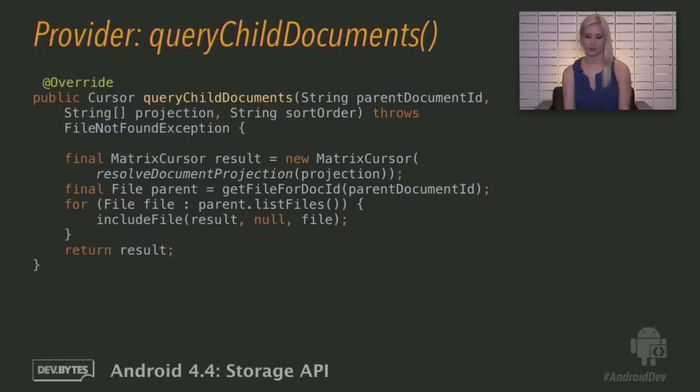Include file is very similar to what we just saw for the root. It adds the file's display name, MIME type, size, and so forth. A child can be an image, another directory, any type of file.